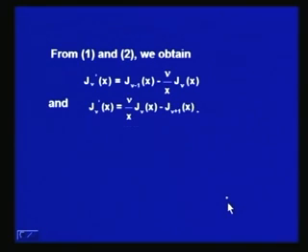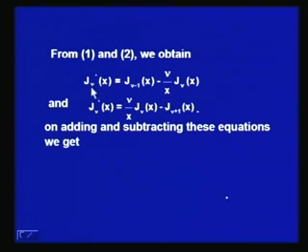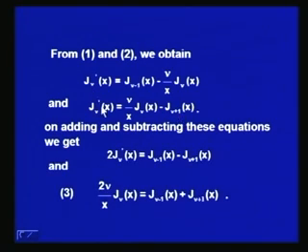From these two relationships, we will obtain the value of J_ν'(x) equal to J_(ν-1)(x) - (ν/x) J_ν(x), and J_ν'(x) equal to (ν/x) J_ν(x) - J_(ν+1)(x). Now, adding these two equations and subtracting, we shall have the following. If you add these two equations, you get 2 J_ν'(x) equal to J_(ν-1)(x) - J_(ν+1)(x), and if you subtract this equation from this one, you get the left hand side as 0, and therefore we will get (2ν/x) J_ν(x) - J_(ν+1)(x) - J_(ν-1)(x) equal to 0, which would give us (2ν/x) J_ν(x) equal to J_(ν-1)(x) + J_(ν+1)(x).